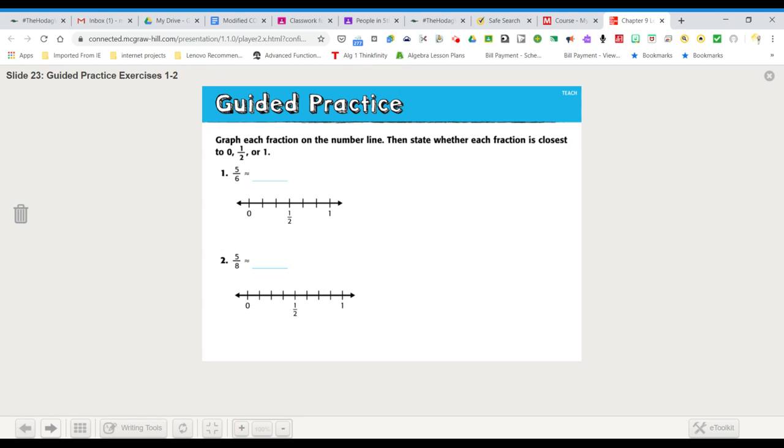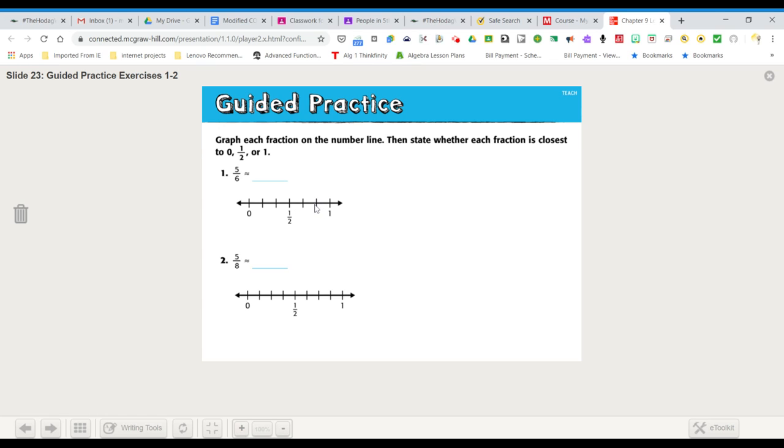Here's our guided practice. So they've already pre-cut these number lines into 6s and 8s for number 1 and 2. You just have to graph that fraction. Graphing that fraction means to put a dot on your number line. So we're looking at 5/6. This is already cut into 6 pieces. So 1/6, 2/6, 3/6, 4/6, 5/6.